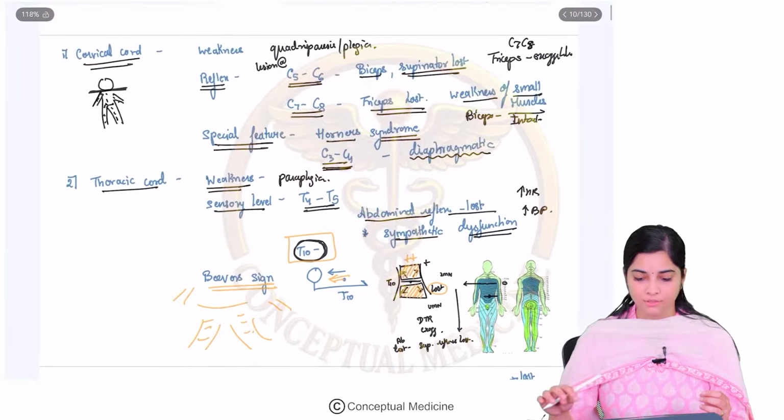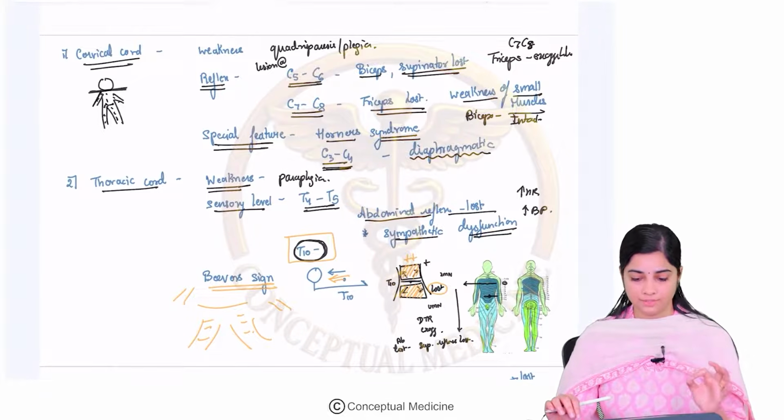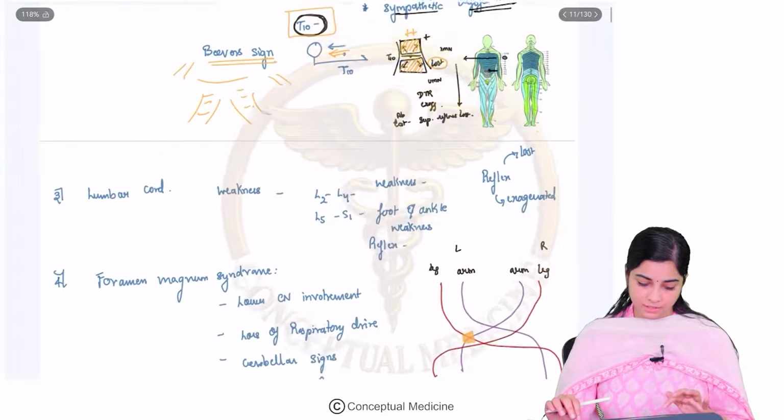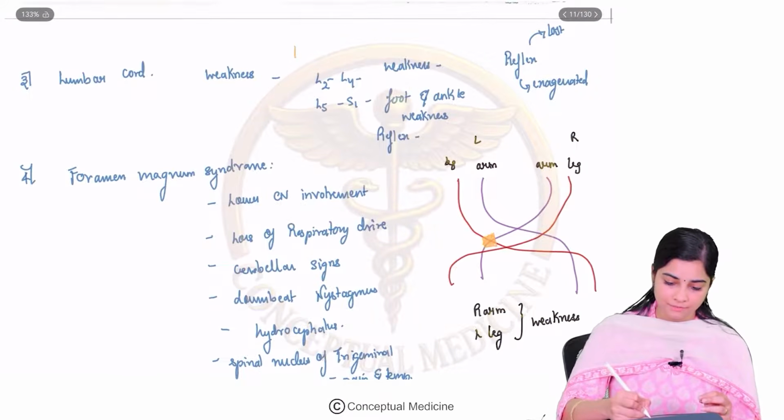So, this is about your localization to your thoracic cord. We have understood localization at your cervical cord, we have understood localization at your thoracic cord. Now, let us understand what happens at the lumbar cord. What will be the pattern of weakness? Again, you will have paraplegia.